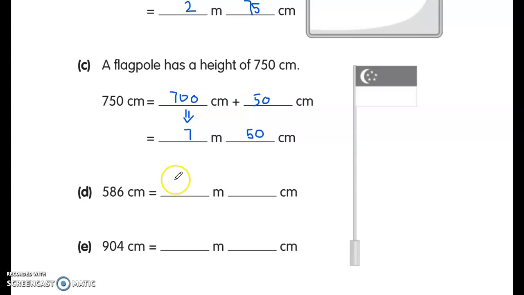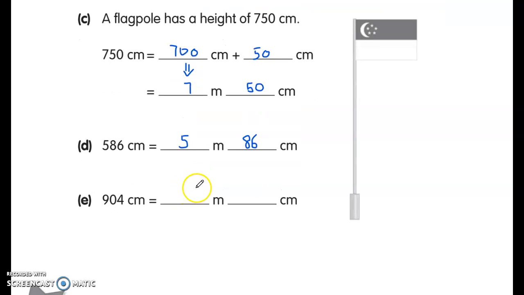So 586 cm is actually 5 meters and 86 cm. And 904 cm is 9 meters and 4 cm. Now, if you write 04, it's not wrong, okay, but you can just write 4 without the 0.